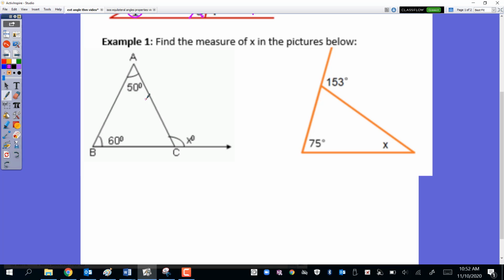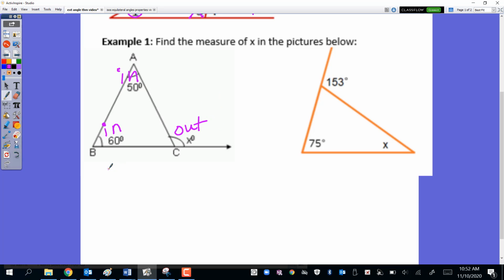So I'm supposed to be finding the measure of x in these pictures. So on this one, x is over here. The first thing I'm going to do is label what are my angles on the inside and what are my angles on the outside. So this 60 degrees over here, that's on the inside, so I'm going to put in. And this 50-degree angle, that's also on the inside, so I label in. Angle x over here, is that inside the triangle or outside the triangle? It's outside, so I'm going to label it out.